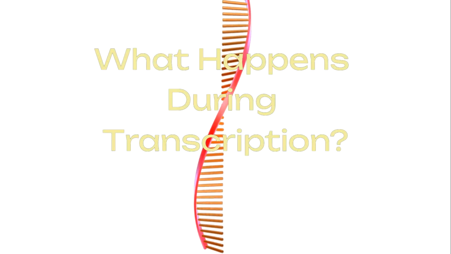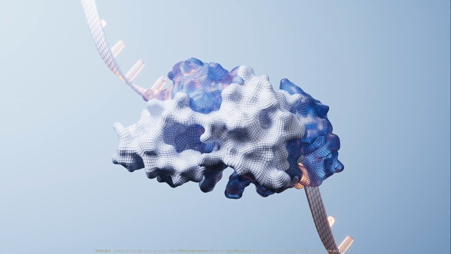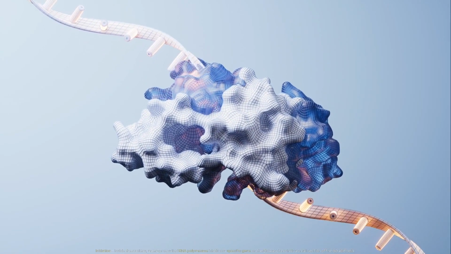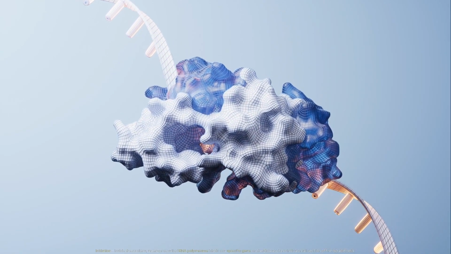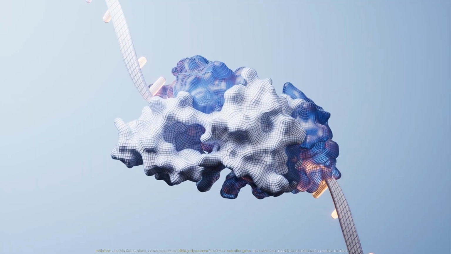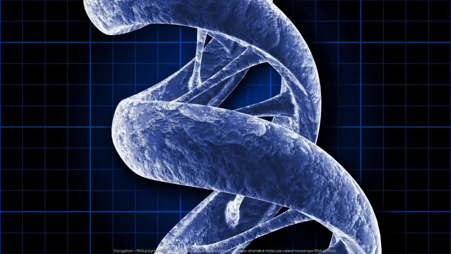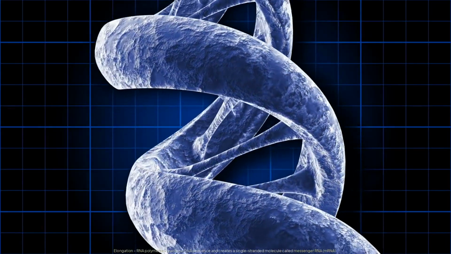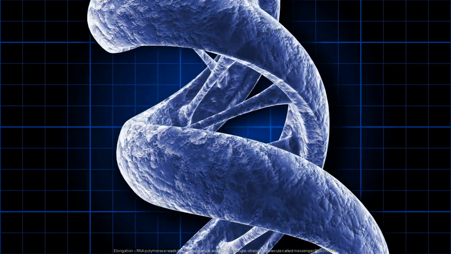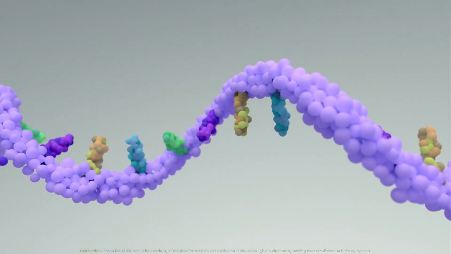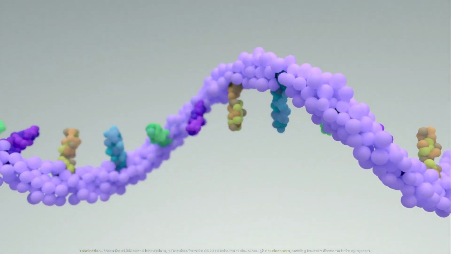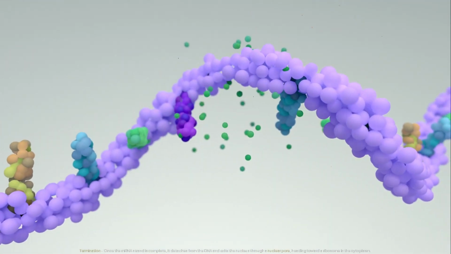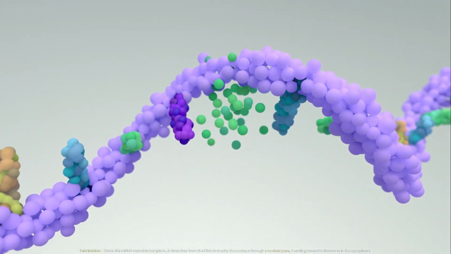What happens during transcription? Initiation. Inside the nucleus, an enzyme called RNA polymerase binds to a specific gene on the DNA and unwinds a small section of the double helix. Elongation. RNA polymerase reads the DNA sequence and creates a single-stranded molecule called messenger RNA, mRNA. Termination. Once the mRNA strand is complete, it detaches from the DNA and exits the nucleus through a nuclear pore, heading toward a ribosome in the cytoplasm.